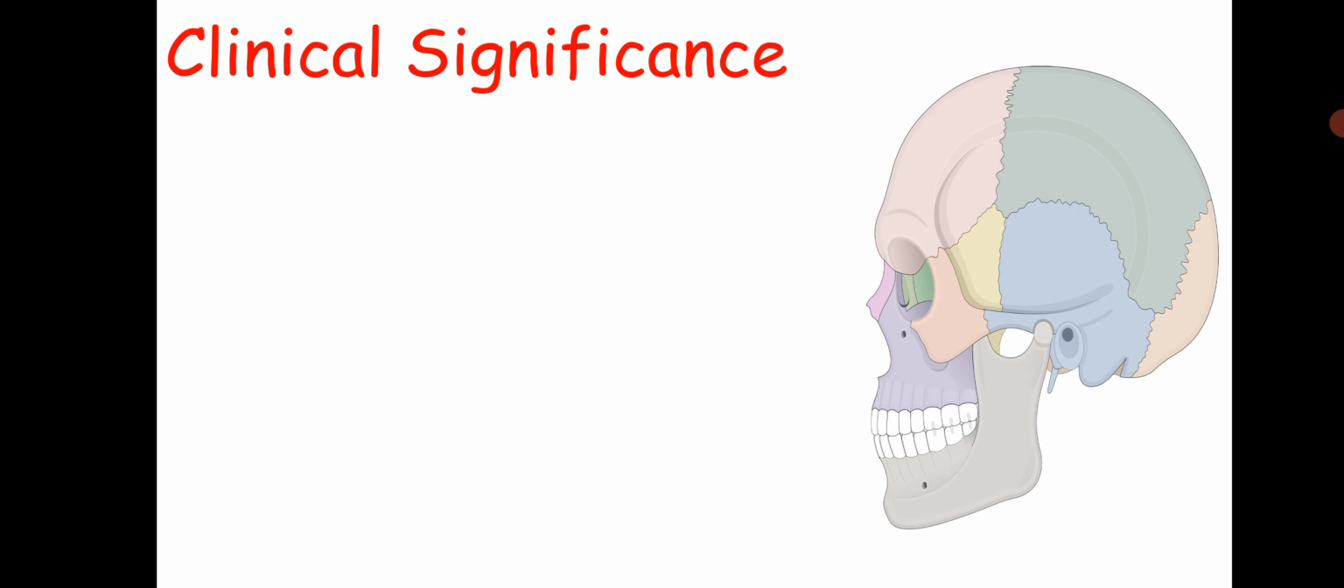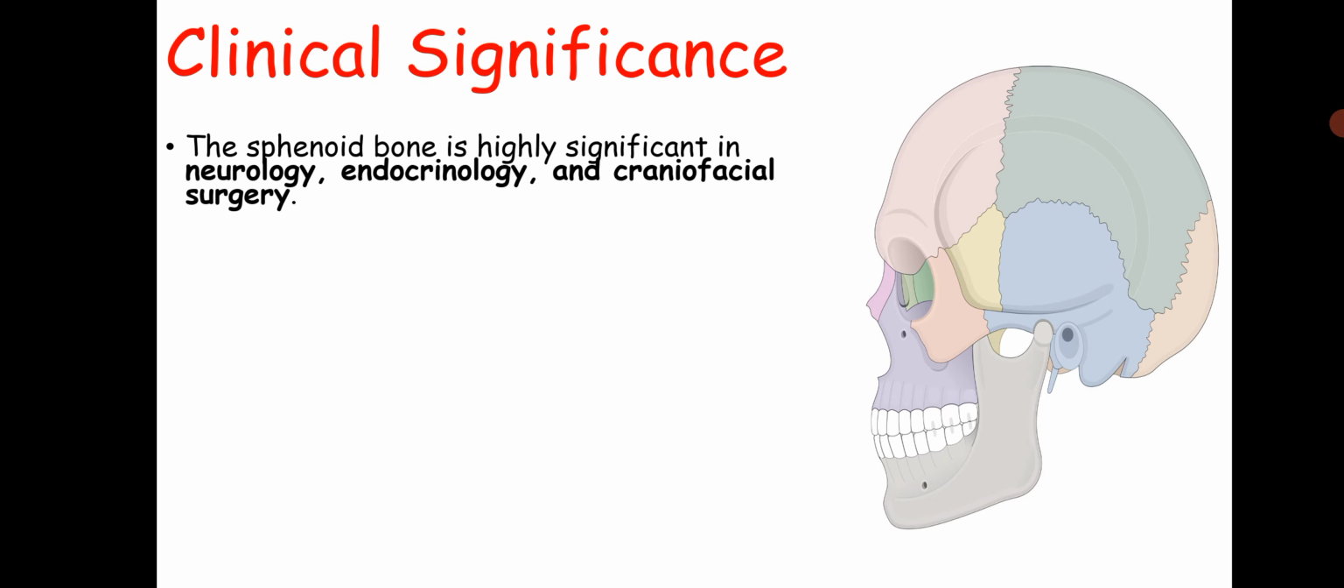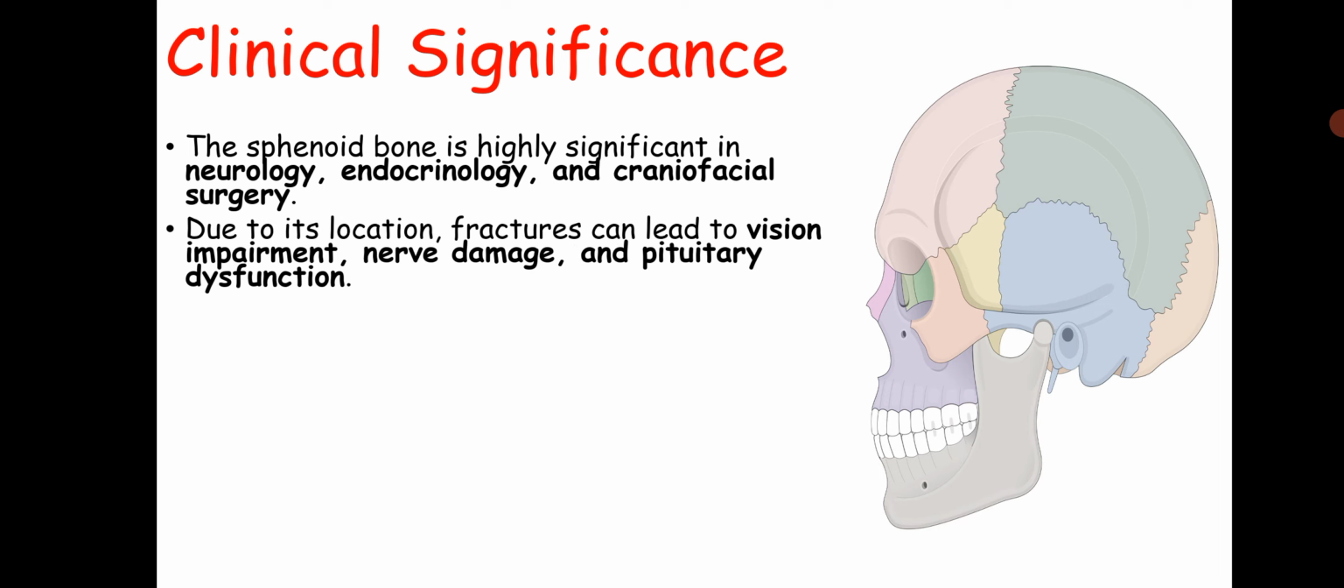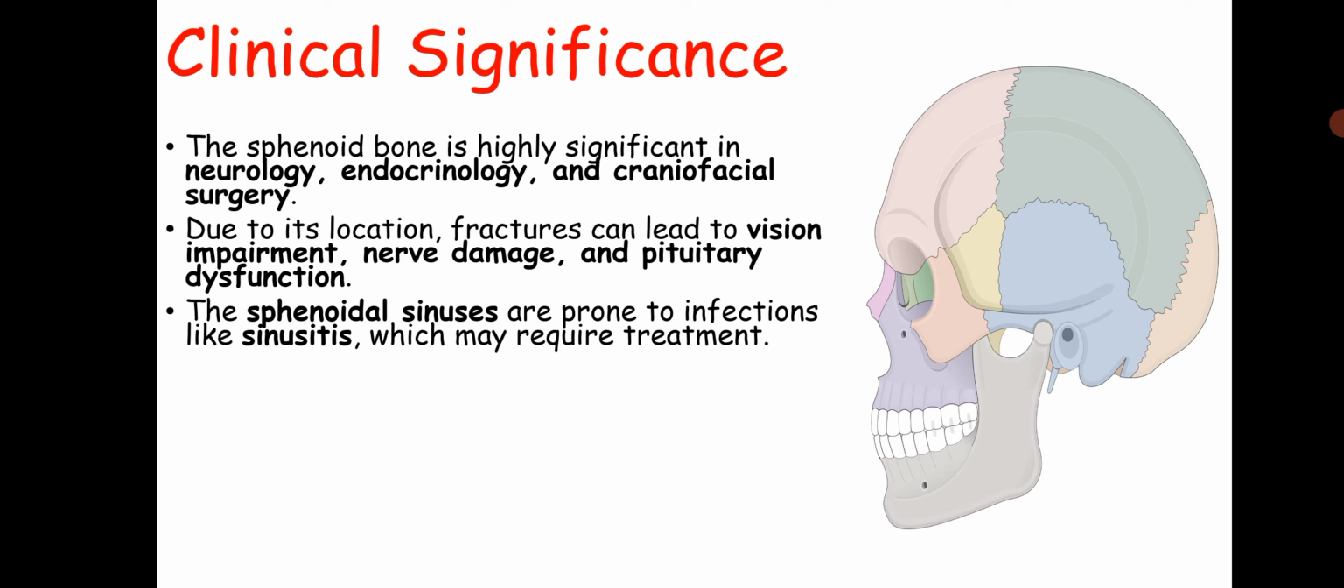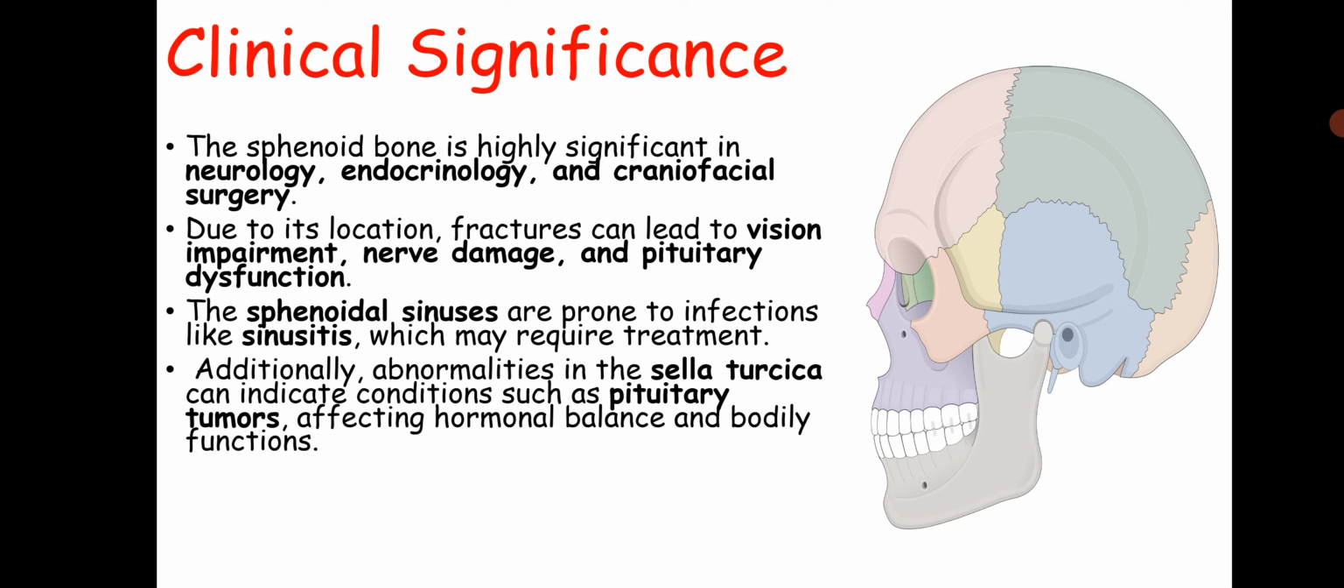Now let's talk about the clinical significance of the sphenoid bone. Sphenoid bone is highly significant in neurology, endocrinology, and craniofacial surgeries. Due to its location, fractures can lead to vision impairment, nerve damage, and pituitary dysfunction. Sphenoidal sinuses are prone to infections like sinusitis, which may require treatment. Additionally, abnormalities in the sella turcica can indicate conditions.